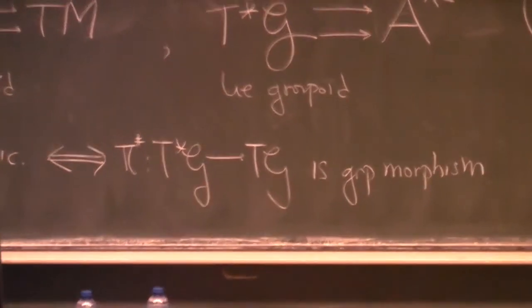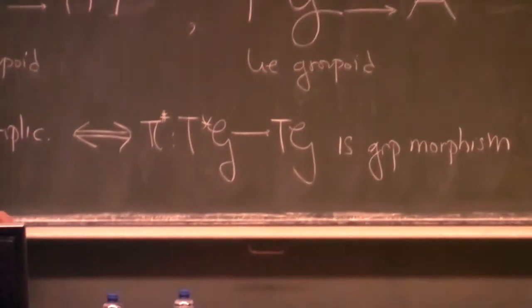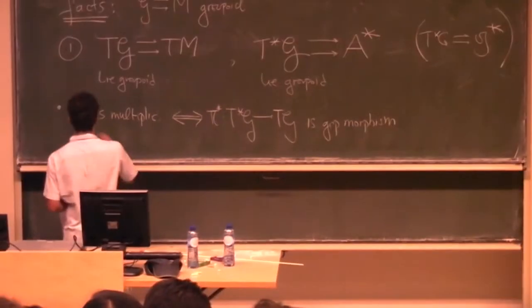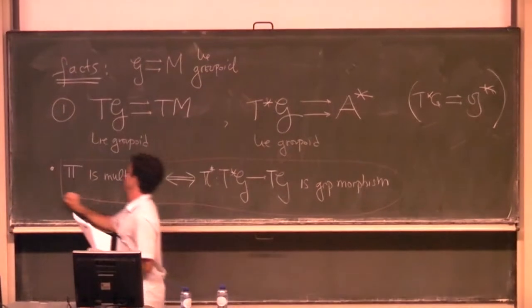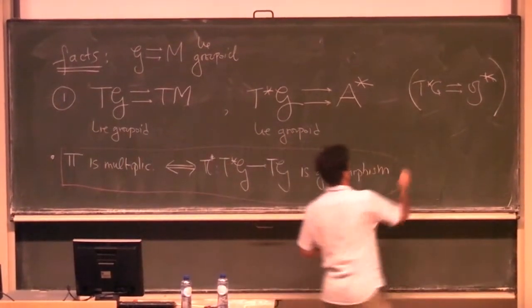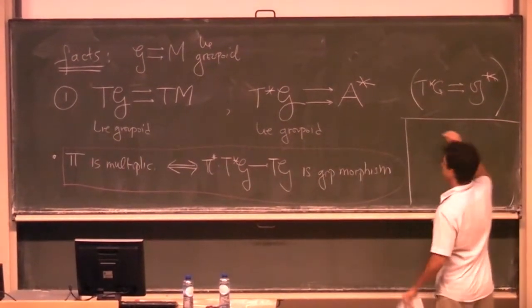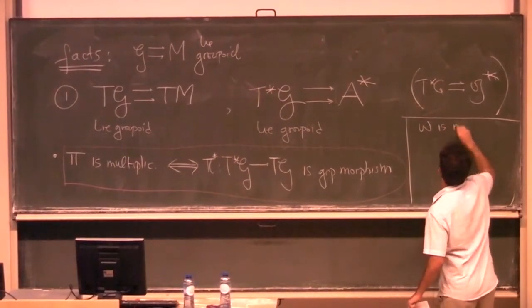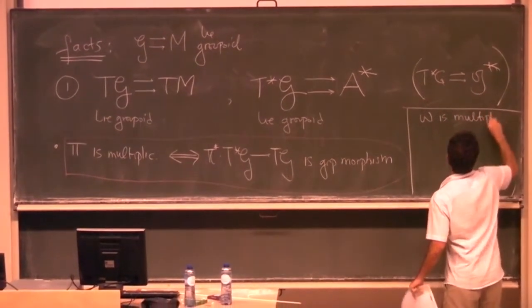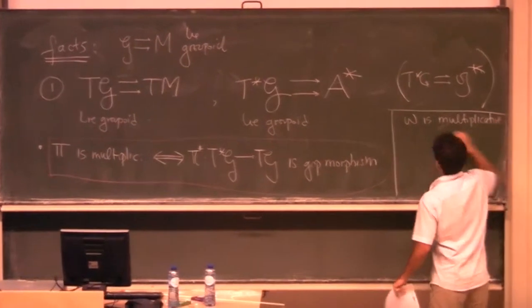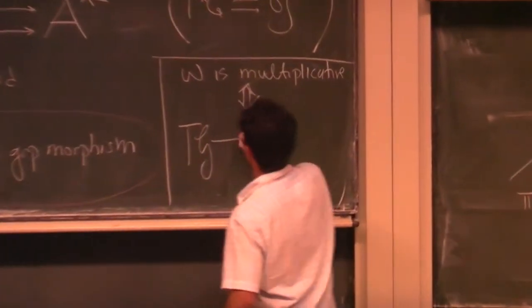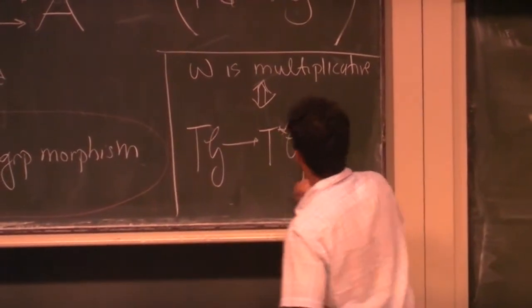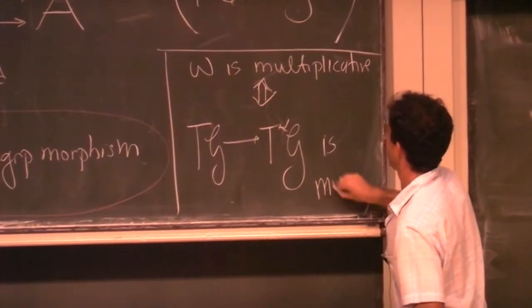And the same is true for forms. So, and similarly, I'm going to write it here, that a form is multiplicative if and only if the corresponding map from TG to T star G is a morphism of groupoids.